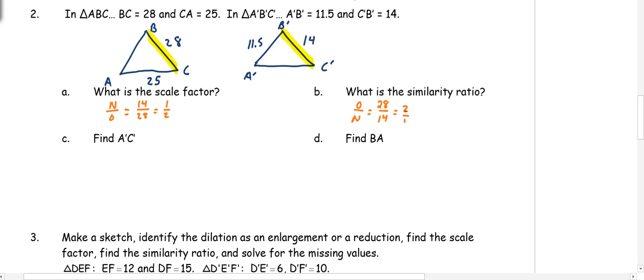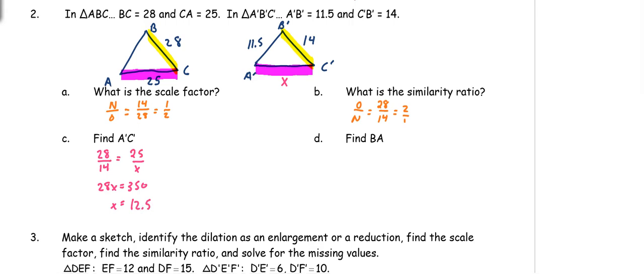So now let's find our missing side length. So first we're going to find the side length of A prime C prime. So we have AC length and we have A prime C prime length. So to set up our proportion, we're going to use the two sides that have numbers on them. So we're still going to use 28 and 14. And we're going to do 28 over 14, because I do the first triangle over the second triangle always, equals 25 over x. So when we cross multiply, we get 28x equals 350. We can divide by 28 on both sides, and we get that x is 12.5.